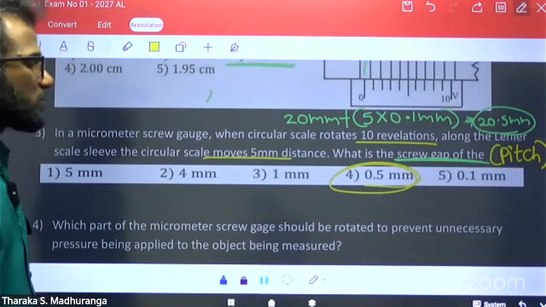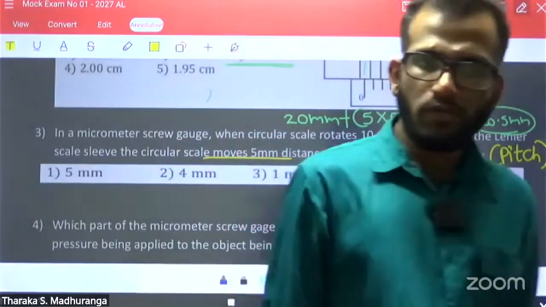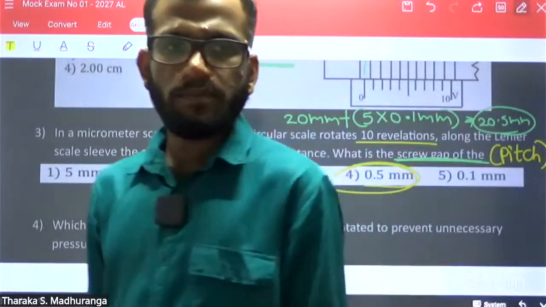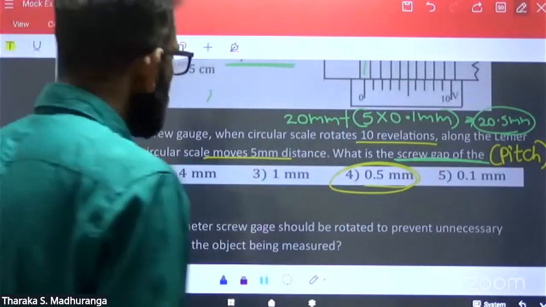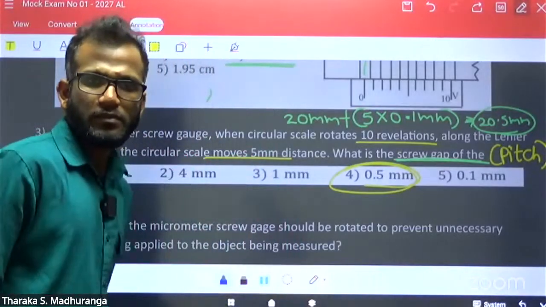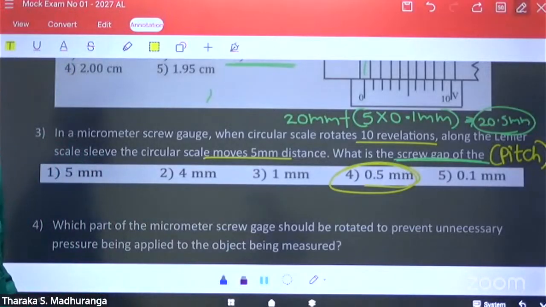Answer number 4. Please, any doubt? If you have any doubt, please ask.